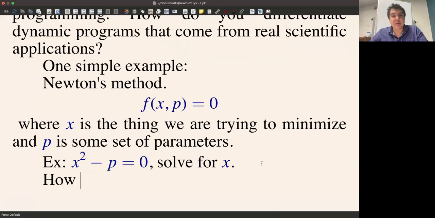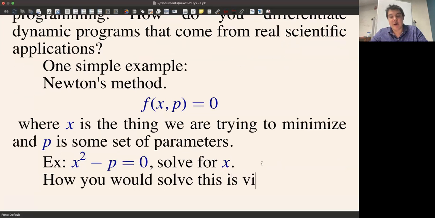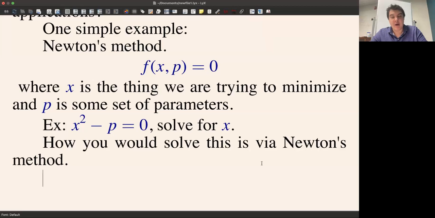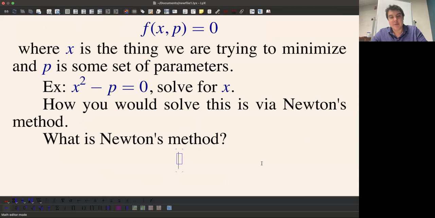And how you would solve this is via Newton's method. Very quickly here, what is Newton's method? Well, Newton's method is x_{n+1} equals x_n minus g of x divided by g prime of x.